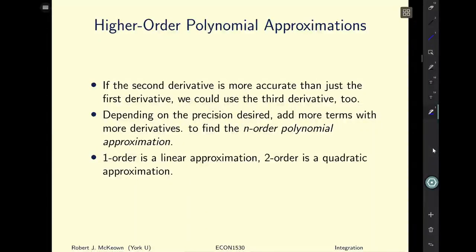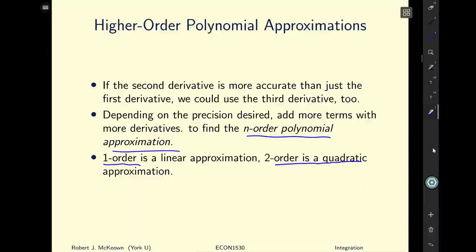Now, if a quadratic approximation, which is essentially a second order approximation, where we've got two terms to make our approximation with, is a better, more accurate approximation than a linear approximation, which is a first order approximation, then a third order, adding the third derivative, would give us an even more accurate result. And in fact, we can add as many orders as we wish. This is known generally as an n-order polynomial approximation.